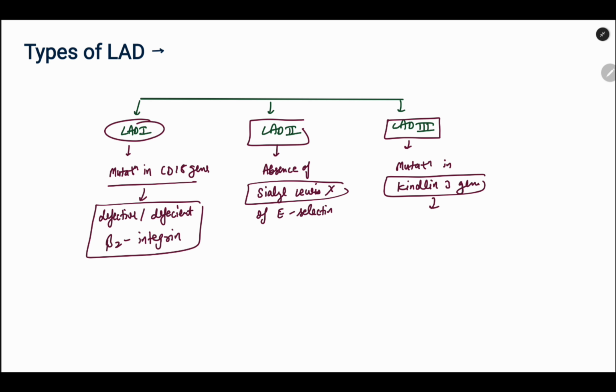When we do a biopsy of the infected tissue, it demonstrates an inflammatory infiltrate which is completely devoid of neutrophils. So at the site of inflammation or infection, we don't see the presence of neutrophils, due to which there is an absence of pus formation.